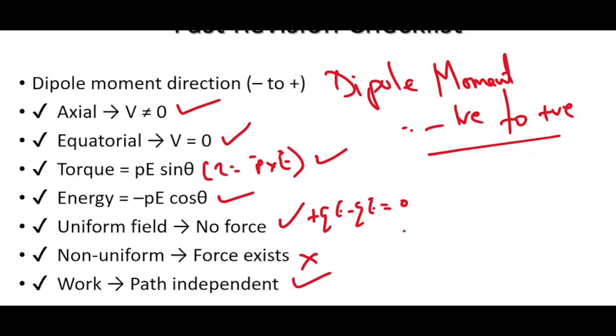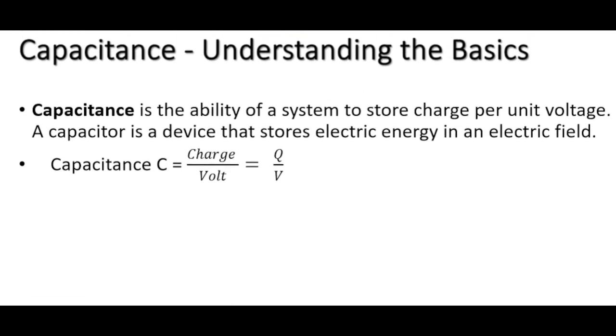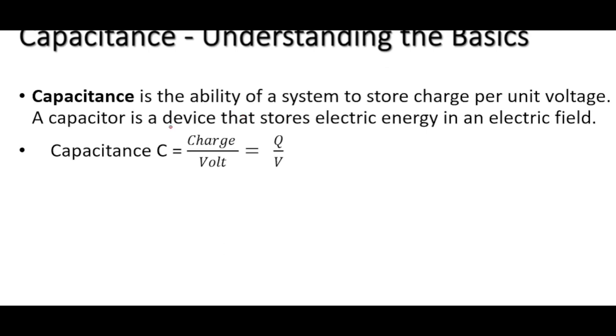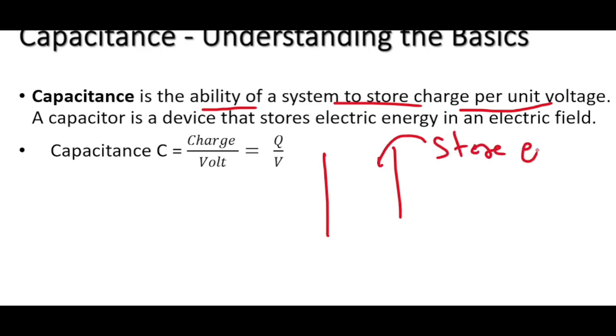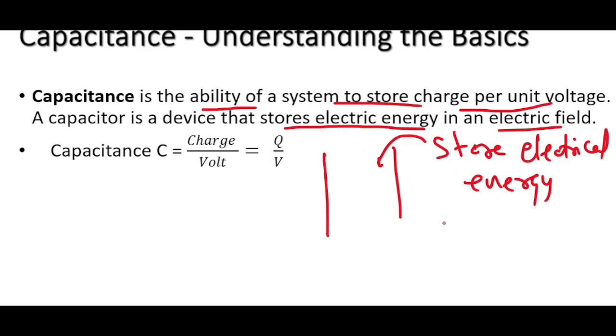Now, moving ahead, capacitance. Understanding the basics: what is capacitance? Capacitance is the ability of a system to store charge per unit voltage. It is nothing but energy storage. A parallel plate capacitor is used to store electrical energy in an electric field. When you provide energy, it charges. When energy is not supplied, it discharges. So charging and discharging is a cyclic process.